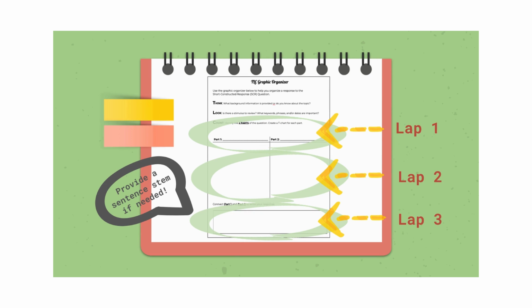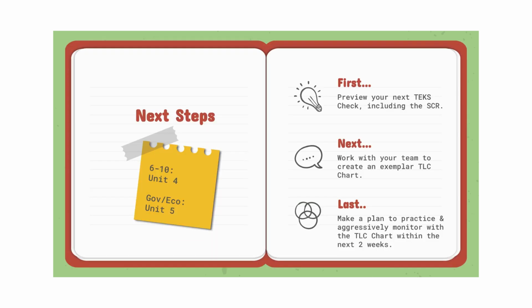Lap 1 should focus on correctly identifying the two parts of the question, Lap 2 on generating accurate information related to those two parts, and Lap 3 on clearly putting the information together in a written response. The closing piece of this session is to apply the information to your classroom and content. Review the instructions and complete the tasks outlined on this slide individually or with your team.